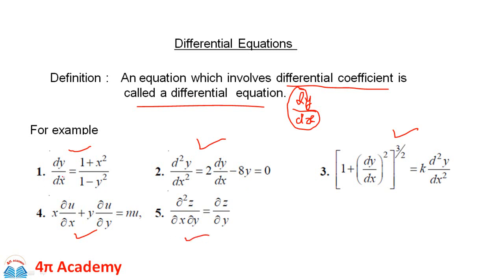Now here you can see the difference. Here the operator is a d, while here the operator is a del. So this is a partial differential equation. We will see what is meant by a partial differential equation also. But here the differential coefficient contains del, and here the differential coefficient contains d.